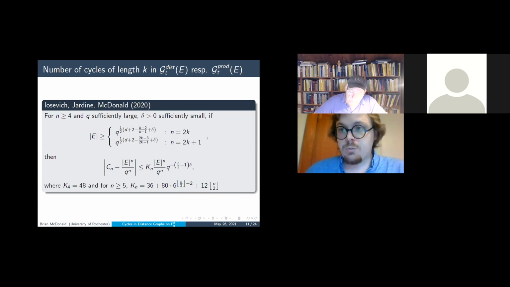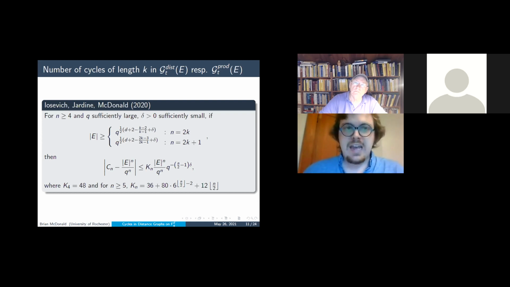And for small k, it's a little worse, but it's never any worse than (d+2)/2. This is kind of an artifact of the way that our proof worked, but we don't necessarily think that it actually should be worse for smaller values of k.